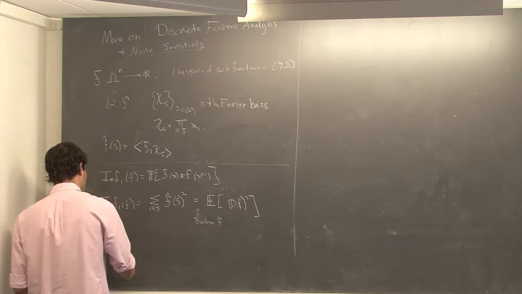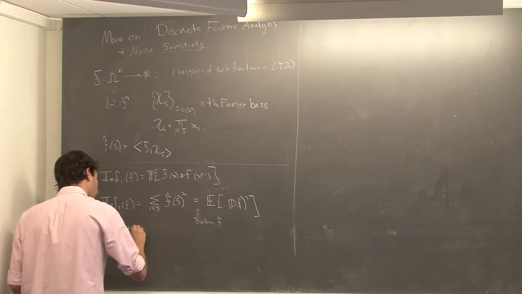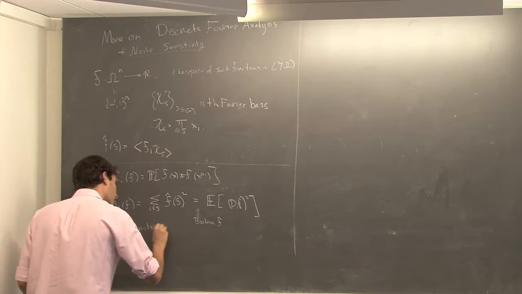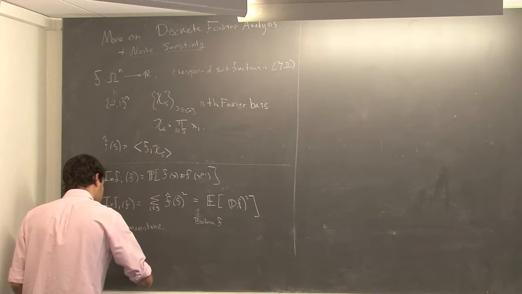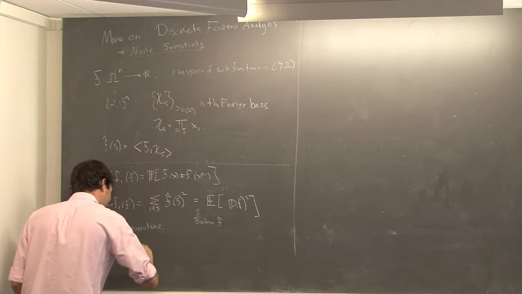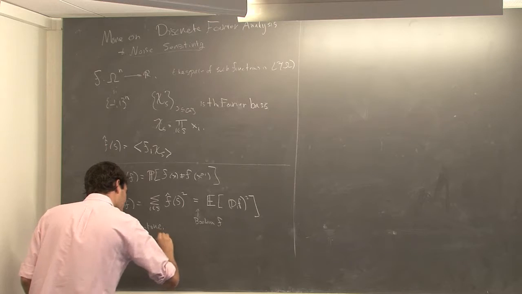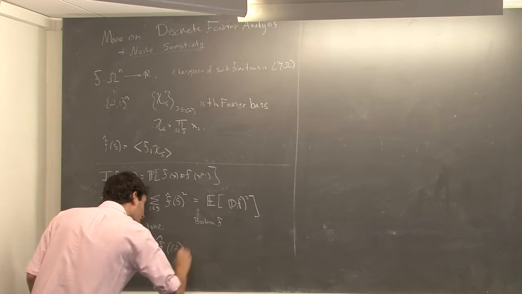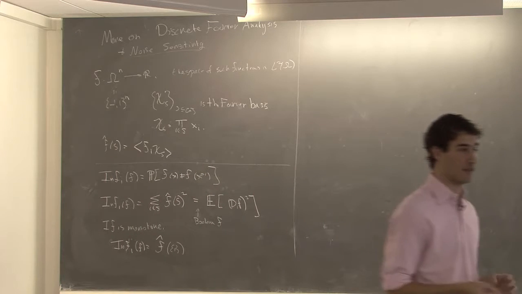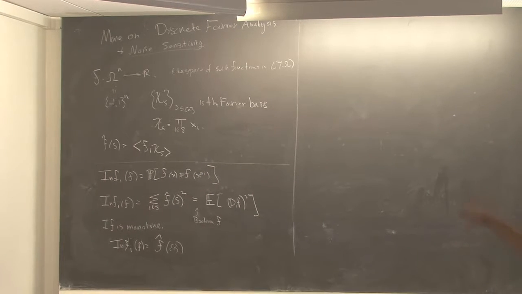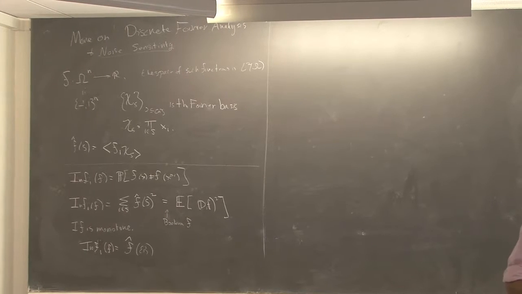Also, if f is monotone, we also saw that the influence at i of f is just given by the Fourier coefficient of the singleton set. So that sort of tells us what the first Fourier level is. It simply is the influences, at least for monotone functions.